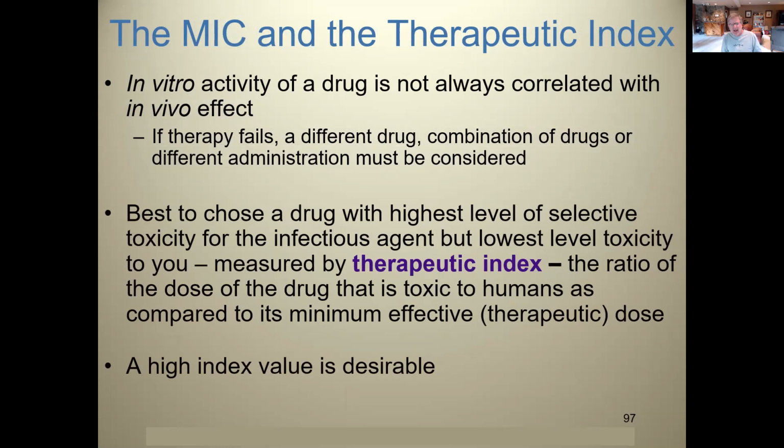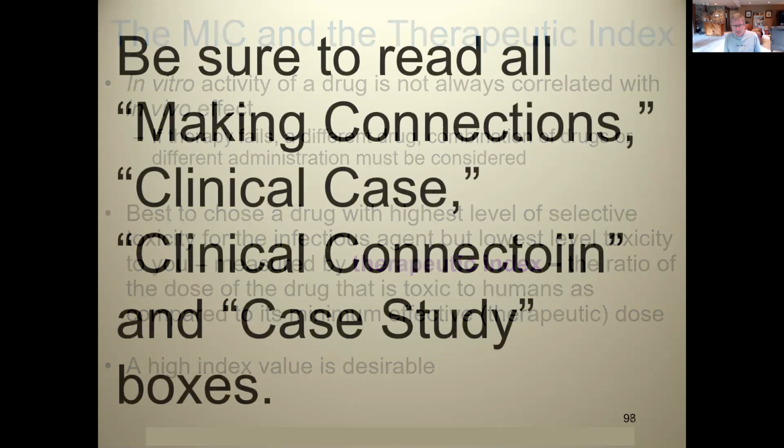And so this concept of therapeutic index, or TI, is what many pharmaceutical companies strive to come up with for a given drug. So this is a ratio, as it says here, of the dose of the drug that is toxic compared to its minimum therapeutic dose. And basically, the higher the therapeutic index, the better it is. The less toxic it's going to be to the patient.